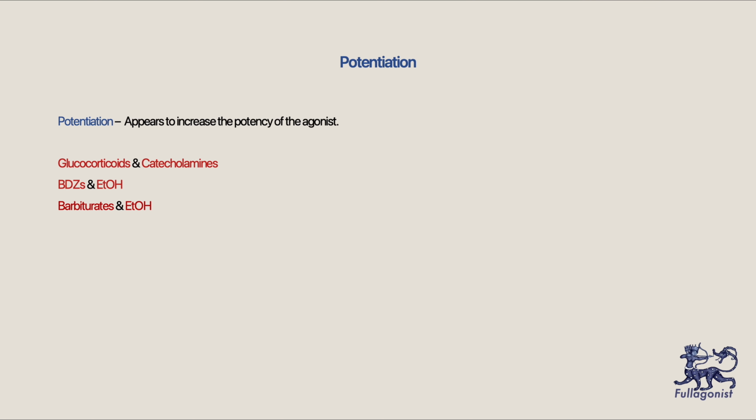Another term that you need to be familiar with is potentiation. It's increasing the potency of the agonist. Glucocorticoids potentiate the effect of catecholamines. Benzodiazepines potentiate the effect of alcohol, and vice versa. Alcohol potentiates the sedative and CNS depressant effect of benzodiazepines. Also, barbiturates and benzodiazepines, and barbiturates and alcohol also potentiate the effect of each other. That's why intake of these drugs together is contraindicated.